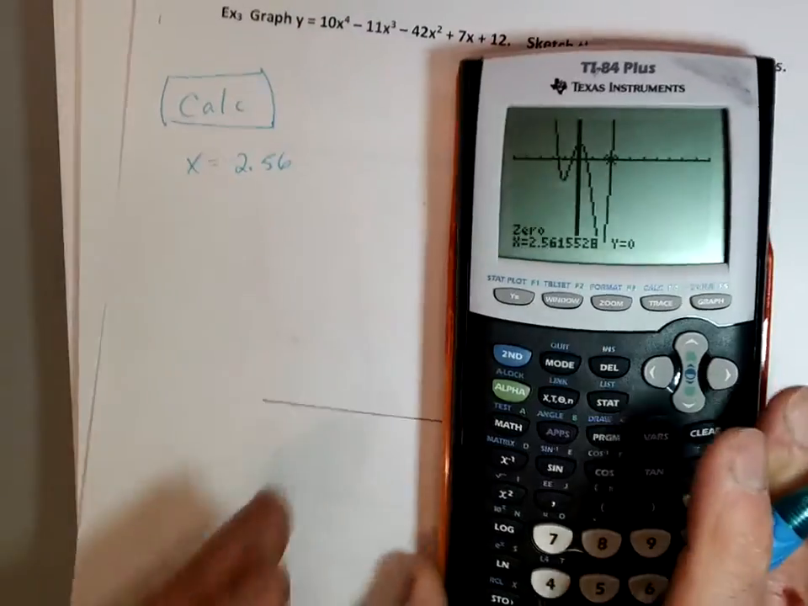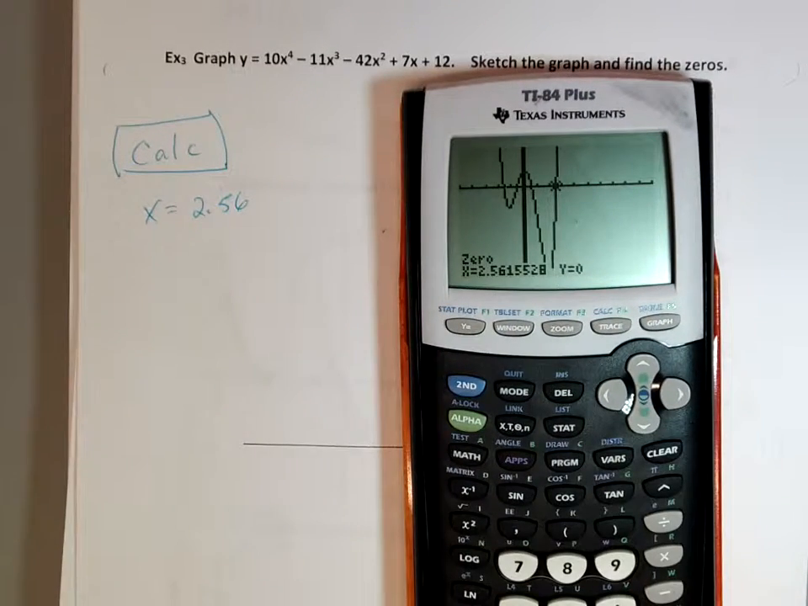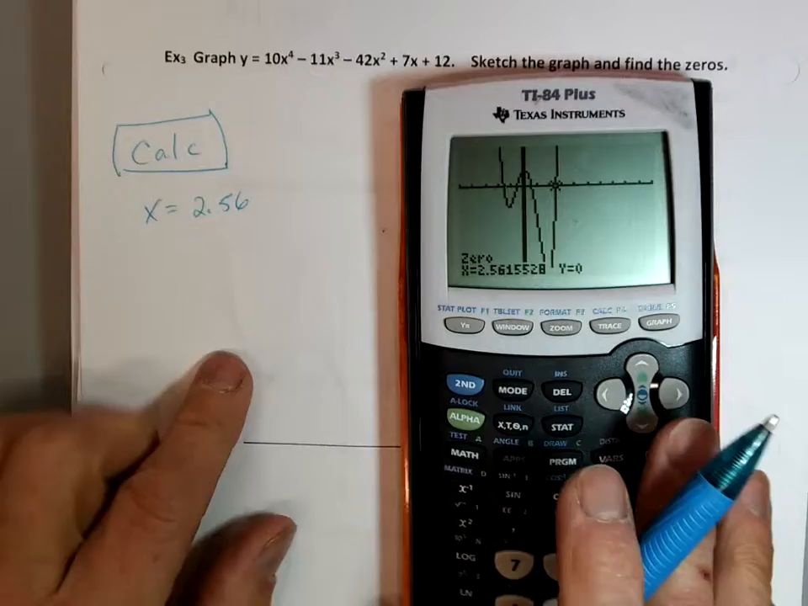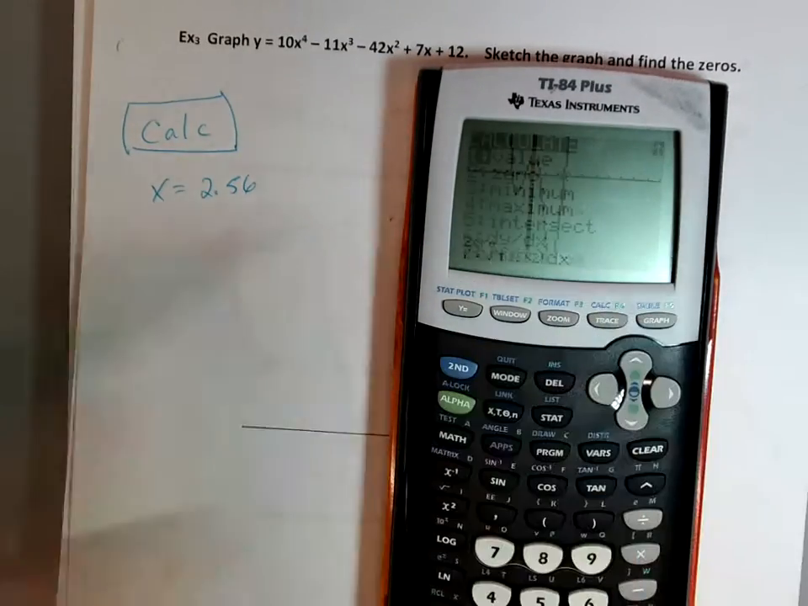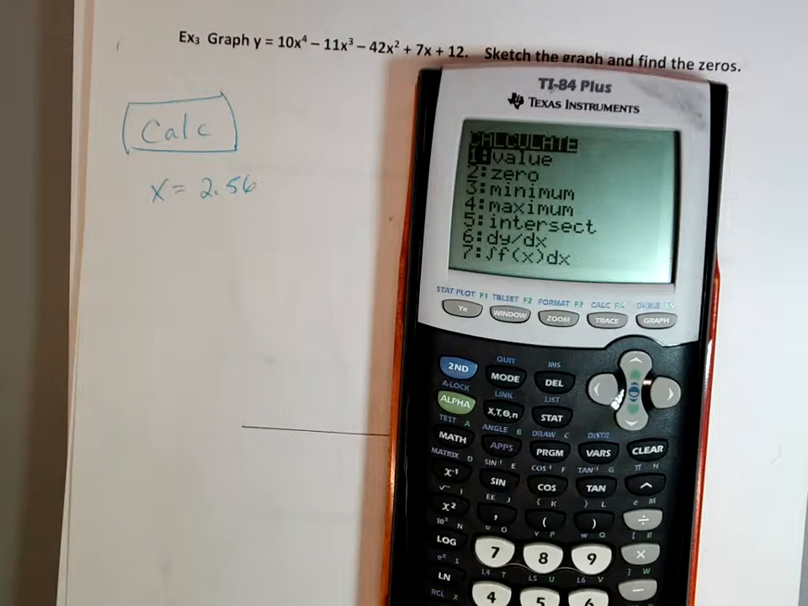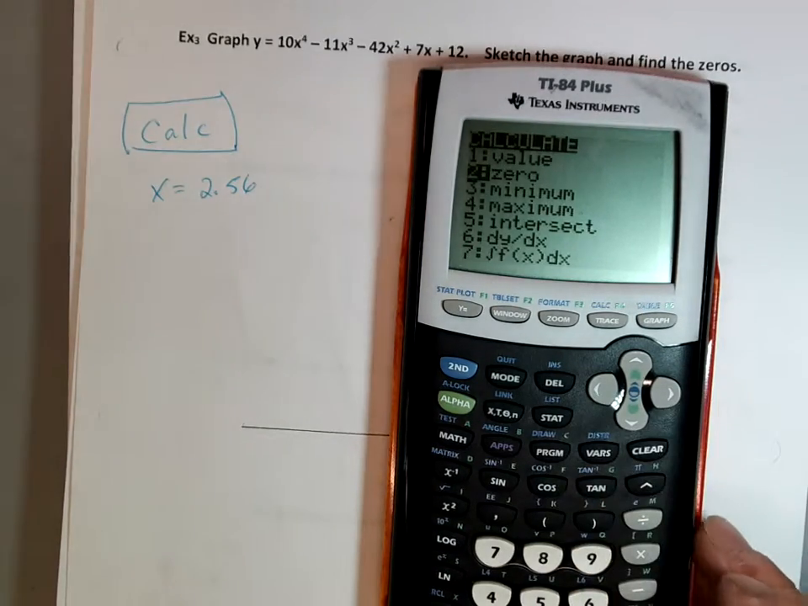Now, there's 3 other zeros. So let's take the time to find the other 3. And this is going to be good practice, because if you didn't have a clue what I did the first time, let's do it again. So let's find the other 3 zeros. So where do we start? We'll go to second calculate, zero. Enter. Am I going too fast?